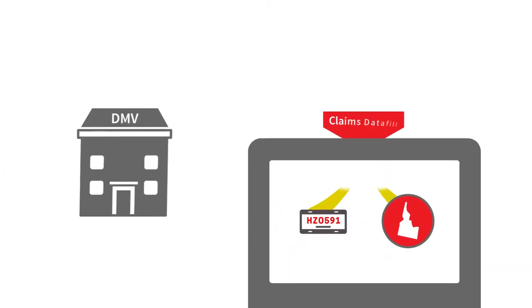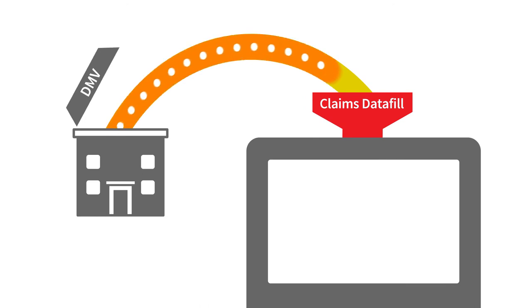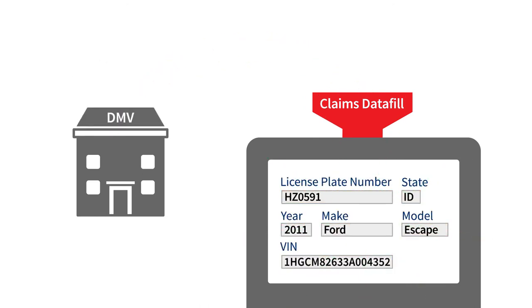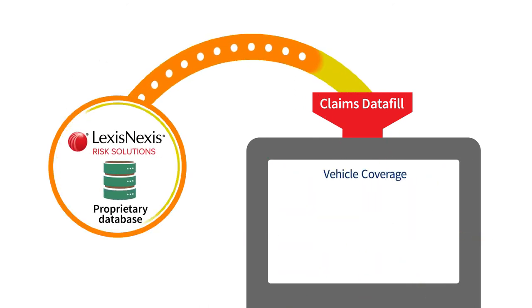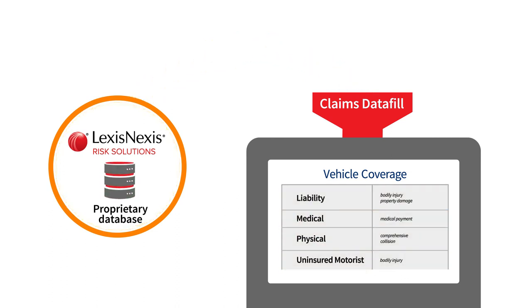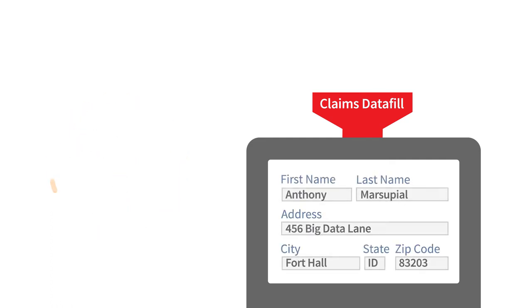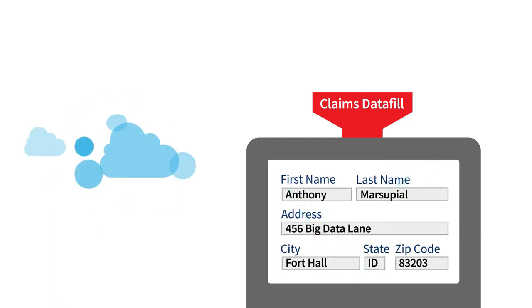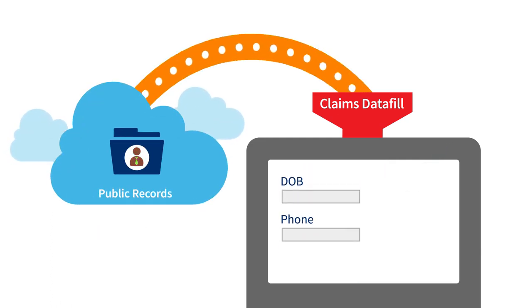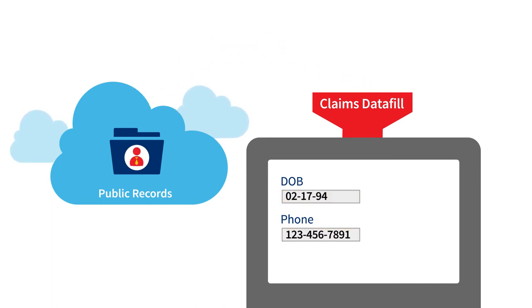Here's how. With just a plate and a state, Claims Datafill grabs the motor vehicle records from the DMV. Claims Datafill taps the LexisNexis proprietary database for the insurance coverages associated with that vehicle. With a verified name and address, Claims Datafill searches public records for more information the adjuster really needs to get the process started, like a phone number.